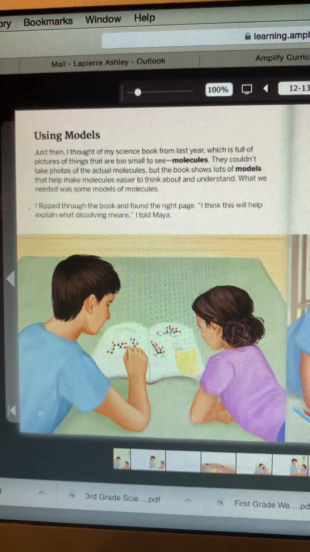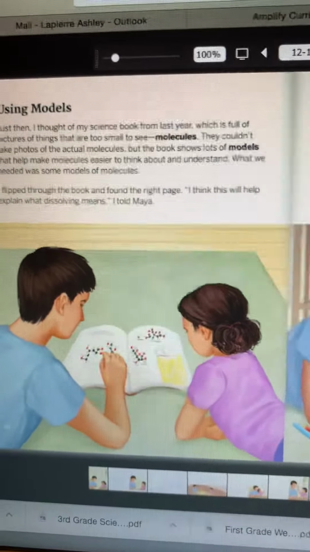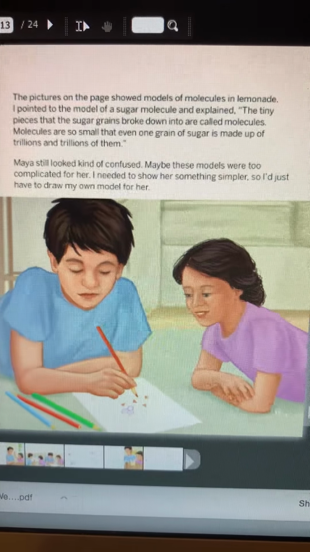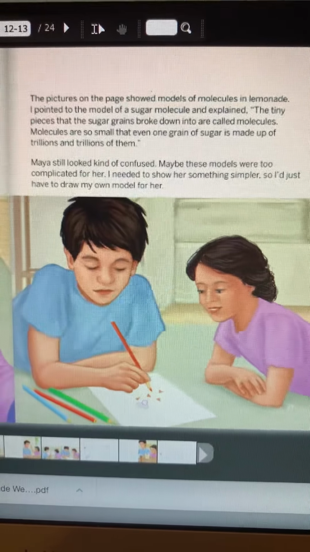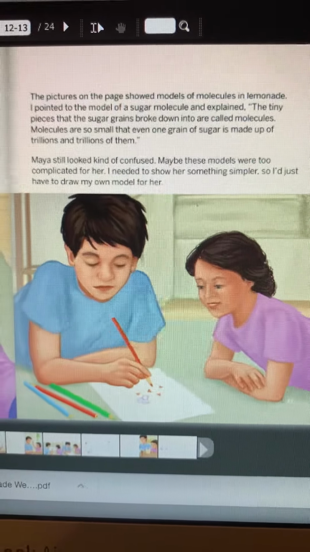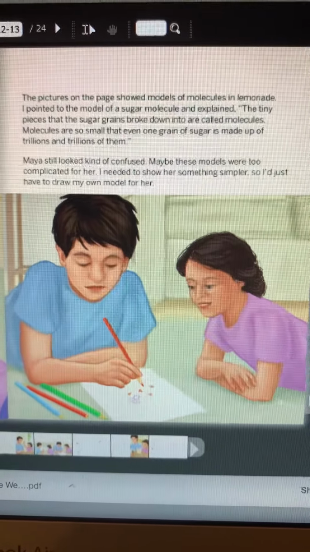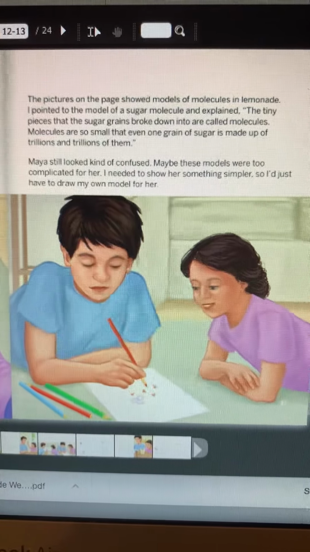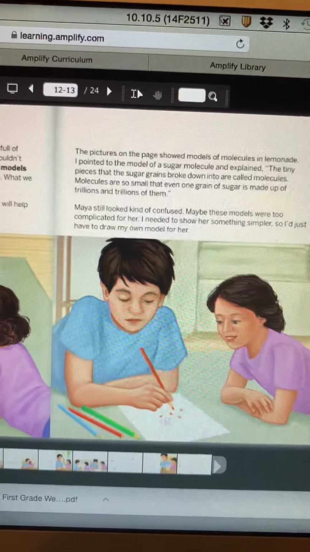I flipped through the book and found the right page. "I think this will help to explain what dissolving means," I told Maya. The pictures on the page showed models of molecules in lemonade. I pointed to the model of sugar molecule and explained this tiny piece of sugar grain broke down into things called molecules. Molecules are small. Even 1 grain of sugar is made of billions of trillions and trillions of them. Maya still looked confused. Maybe these models were too complicated for her. I needed to show her something simpler, so I'd have to draw my own model for her, which we've been practicing.